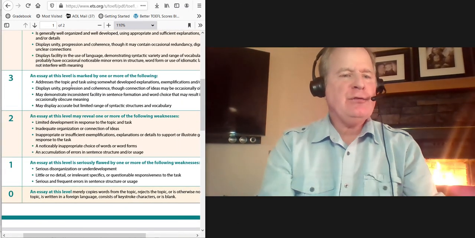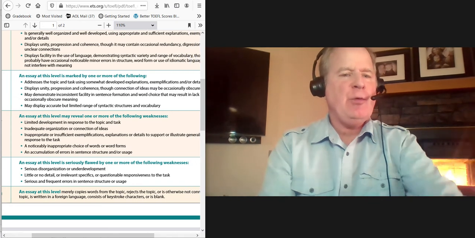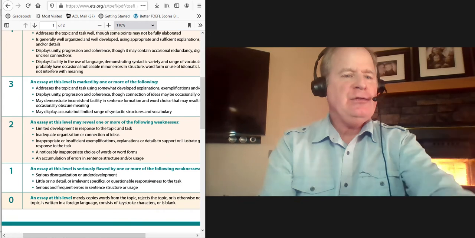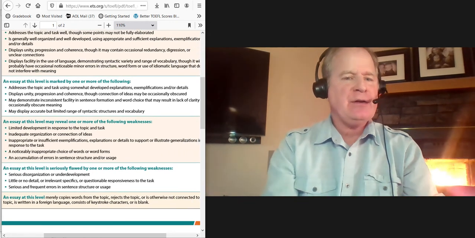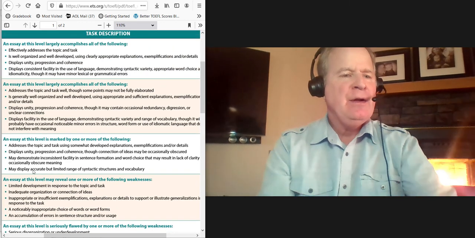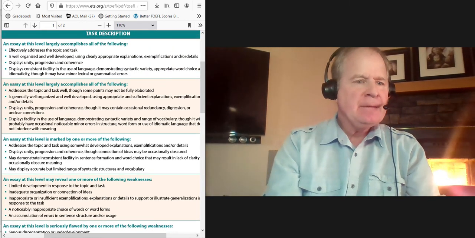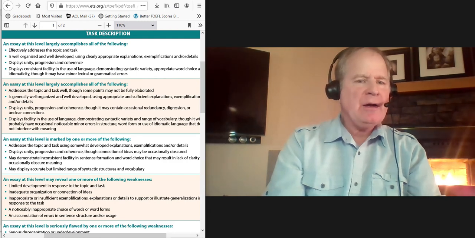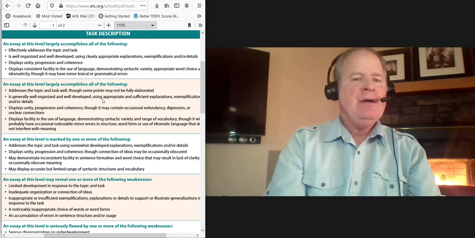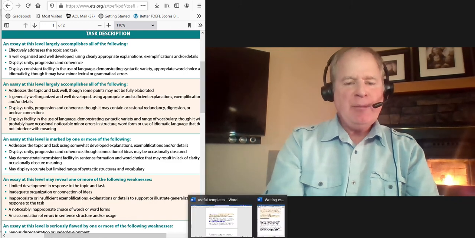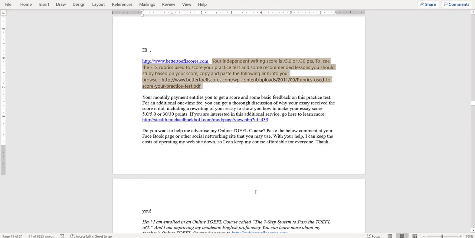The 3 says addresses a topic and task using somewhat developed explanations, examples, and or details. Displays unity, progression, and coherence, though connection of ideas may be occasionally obscured. So you're in this area, right? To get in the 4, you have generally well-developed and well-organized, using appropriate and sufficient explanations, examples, and or details. Let's look at the 5 here. Well-organized and well-developed, right?